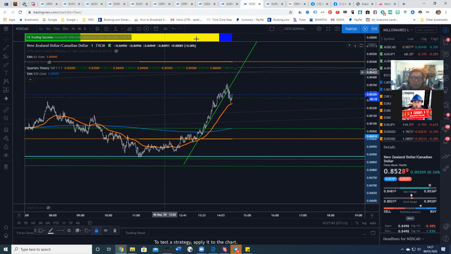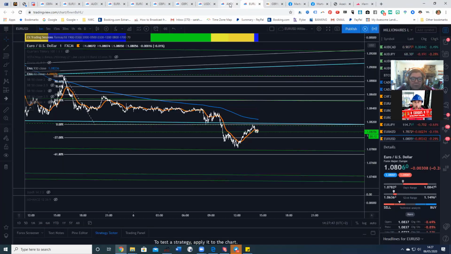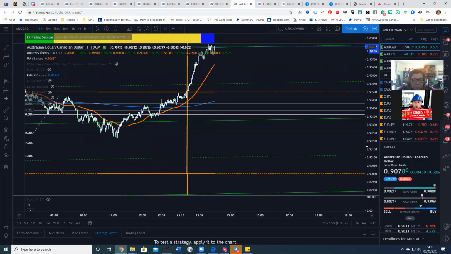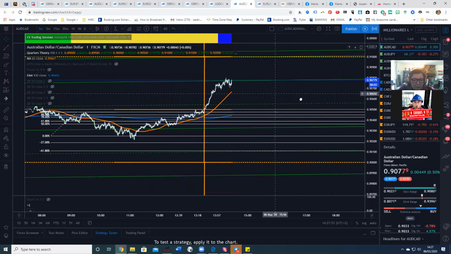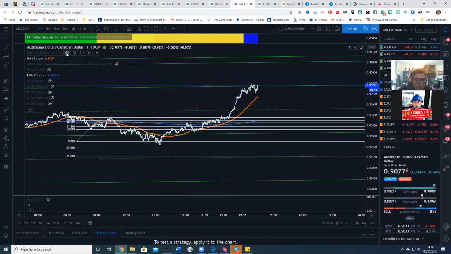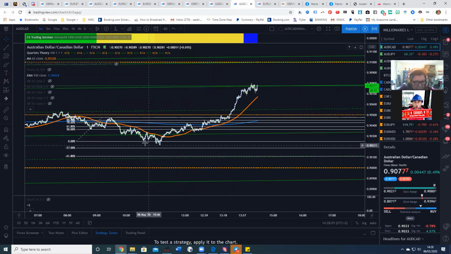Let's tick that off. And this one has a USD in it, so I'll leave that for the moment. Sorry, it's all on quarter theory. This is Australian dollar, Canadian dollar. Let's see if I can get that quarter theory to stop glitching. I did have a fib on this because I was looking at it, but I didn't do anything with it. I'll just take that off.